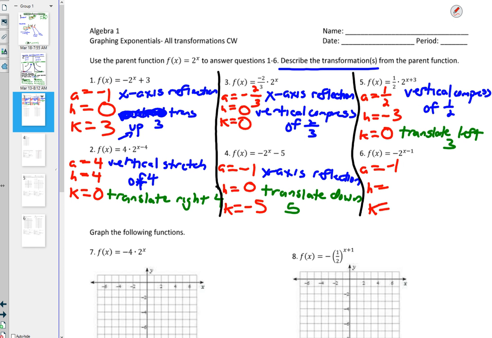+1. Good. The little number here, you gotta change the sign. And then what's K? If you can't see the screen that well, you can take paper.